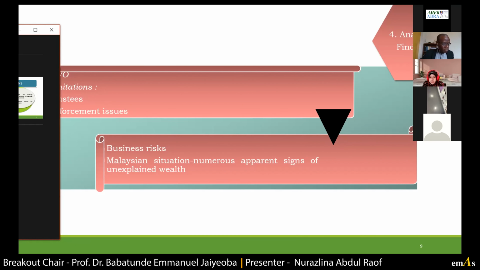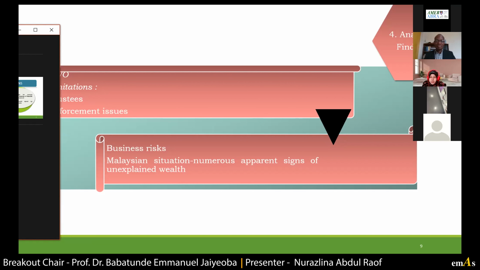However, there are challenges as regards the application of the unexplained wealth order. For example, trustees cannot be subjected to the unexplained wealth order.